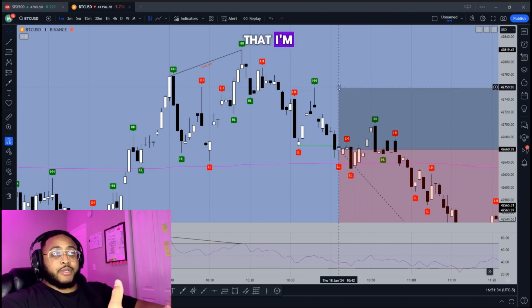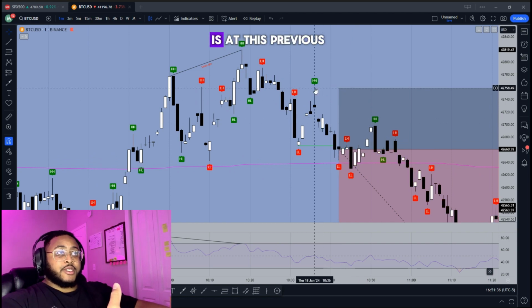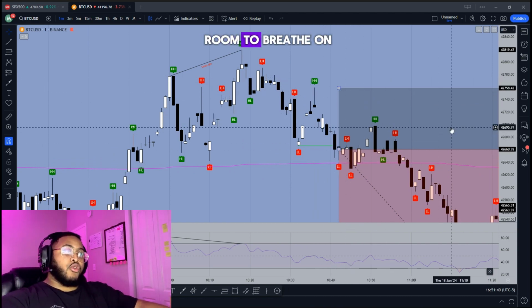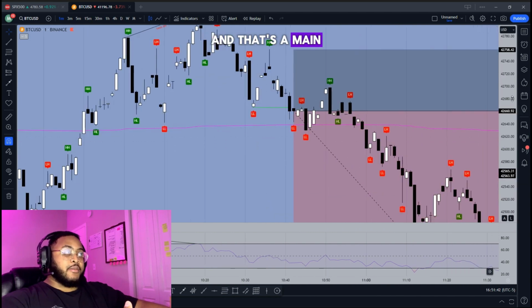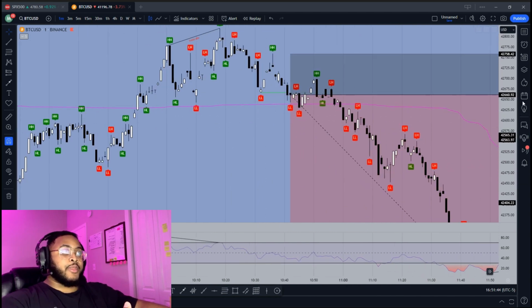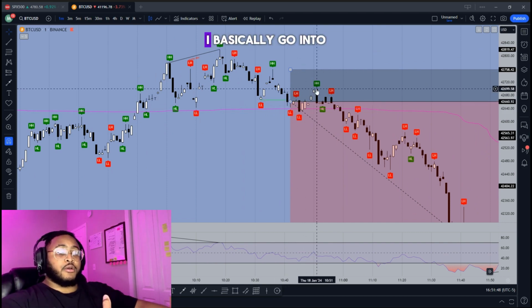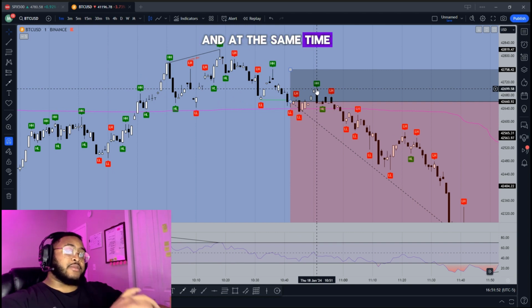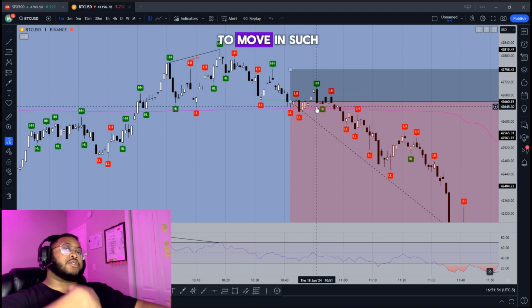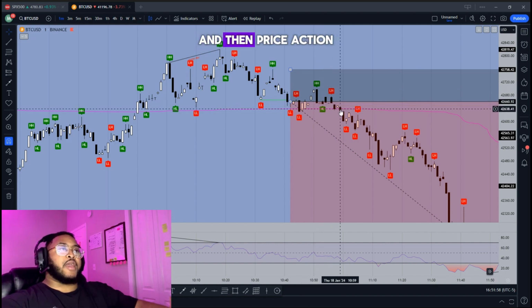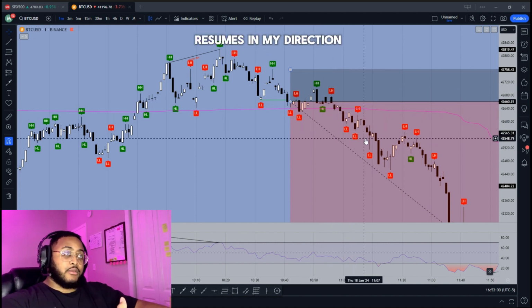Now, the next place I'm putting my stop loss is at this previous higher high, so it gives me room to breathe on my trade. That's the main thing I like to see: do I have room to breathe? Do I have room to go into drawdown? I basically go into the negative, and at the same time, it allows price action to move in such a way that buyers and sellers can get in, and then price action resumes in my direction.